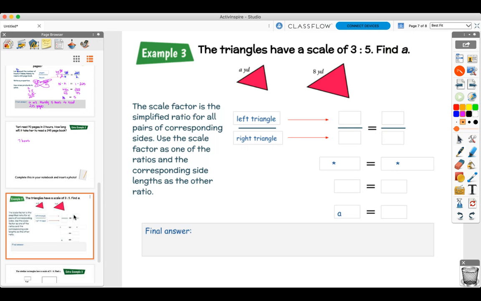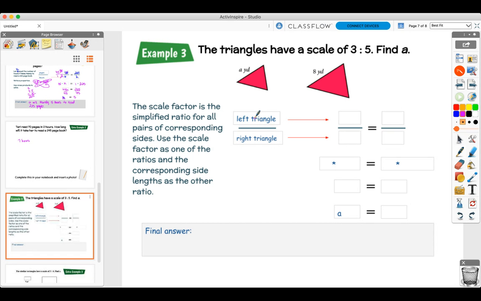All right, next problem. Do a little bit of geometry here. The triangles have a scale of 3 to 5. So scale just means the simplest form of the ratio. That's what a scale is. Find A. The scale factor is the simplified ratio for all pairs of corresponding sides. Corresponding sides are sides that are in the same position. So let's just assume these are corresponding with the way they look. Use the scale factor as one of the ratios and the corresponding lengths as the other ratio.